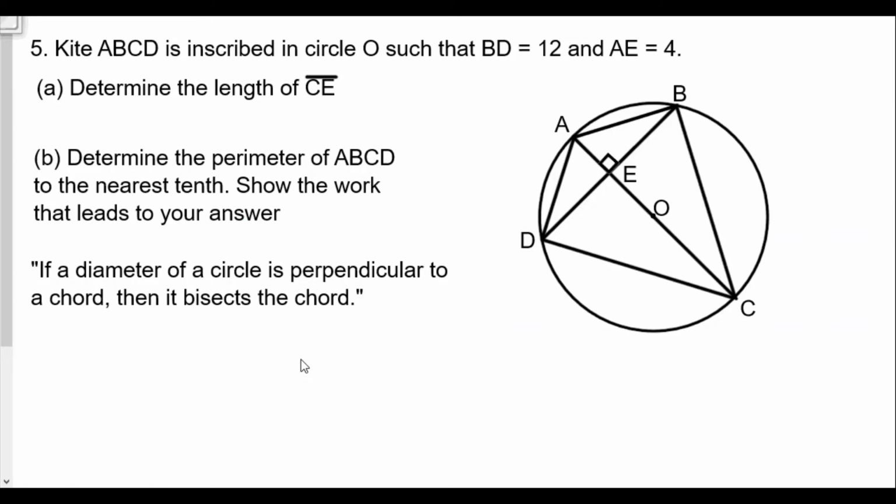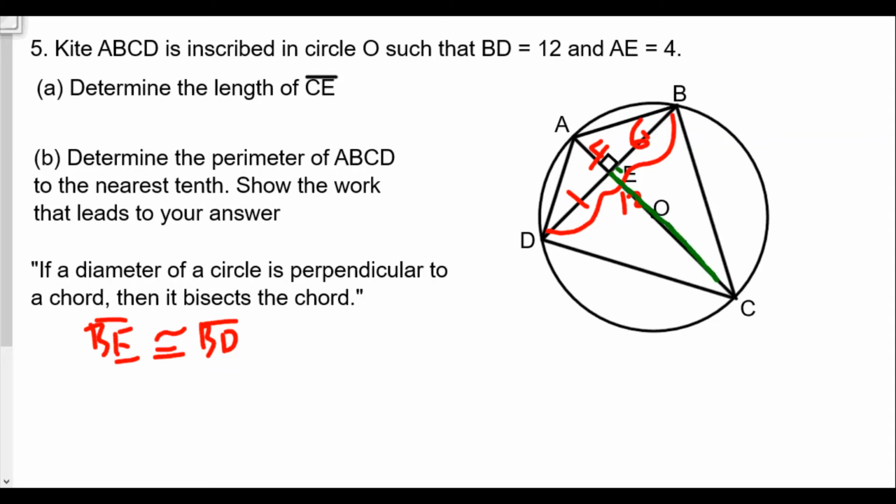So we know that if BD is equal to 12, then these are congruent. BE is congruent to ED, and in this case BE is 6. All right, AE is 4, and BD is 12. So we have these two pieces, and we have enough to find AB, but they're asking for CE, so they're asking for this measurement here.